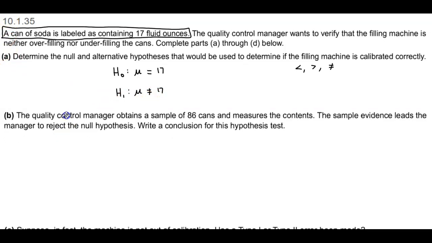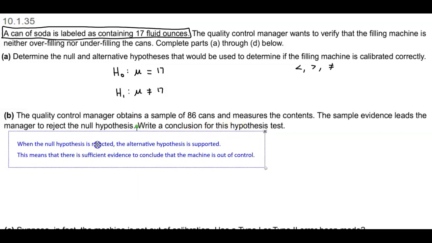Okay, now let's take a look at part B. It says the quality control manager obtains a sample of 86 cans and measures the contents. The sample evidence leads the manager to reject the null hypothesis. We want to write a conclusion for this hypothesis test. When the null hypothesis is rejected, we say that the alternative hypothesis is supported, meaning that the population mean does not equal 17. So we would say that there is sufficient evidence to conclude that the machine is out of control.